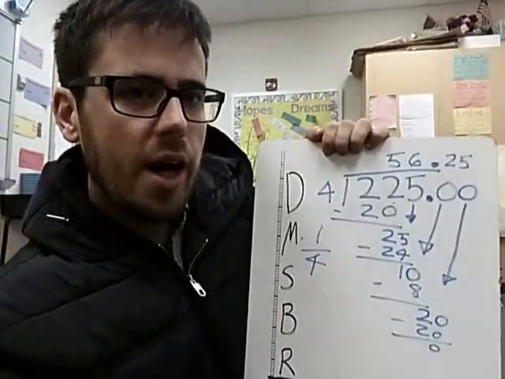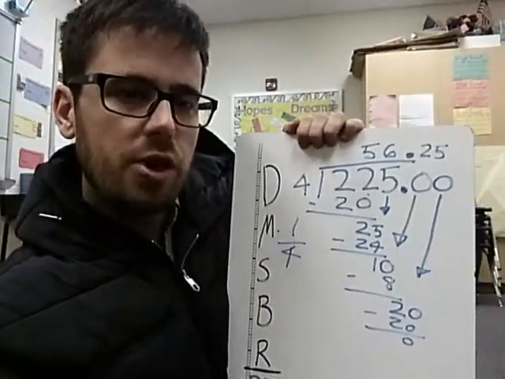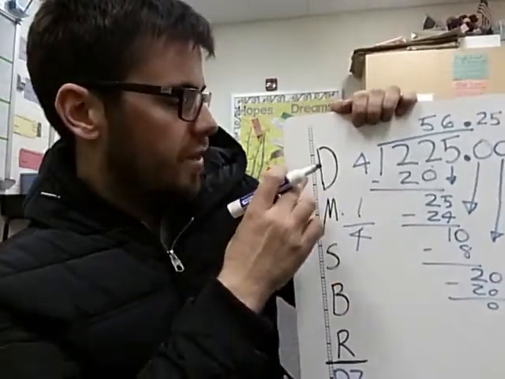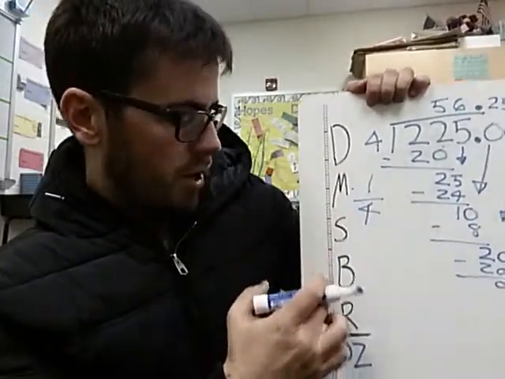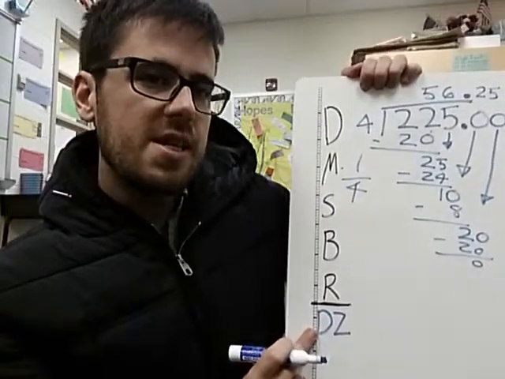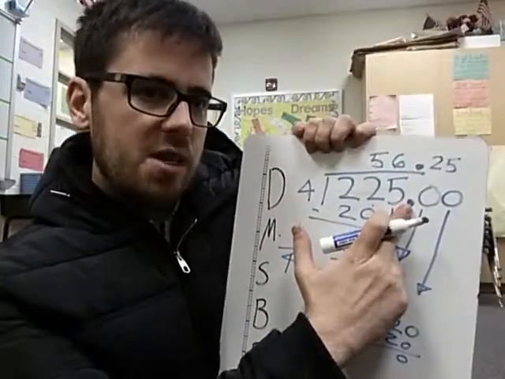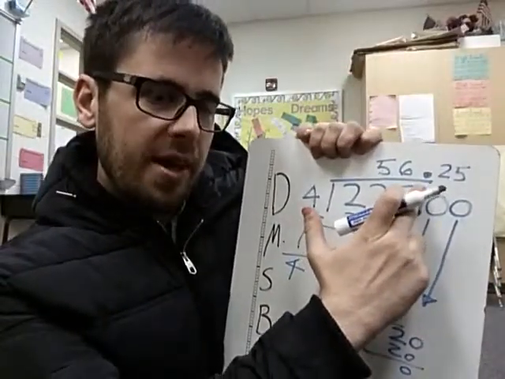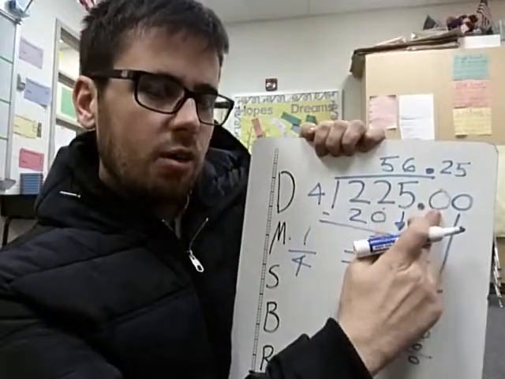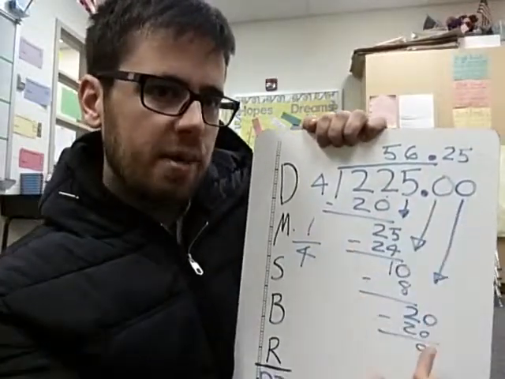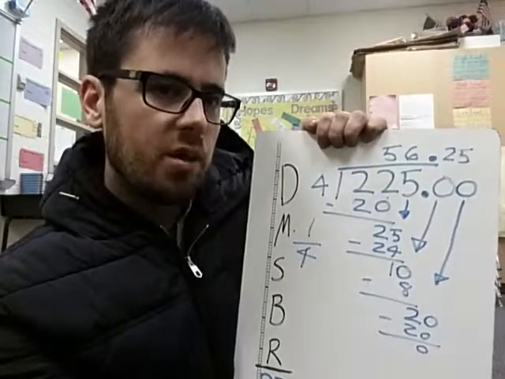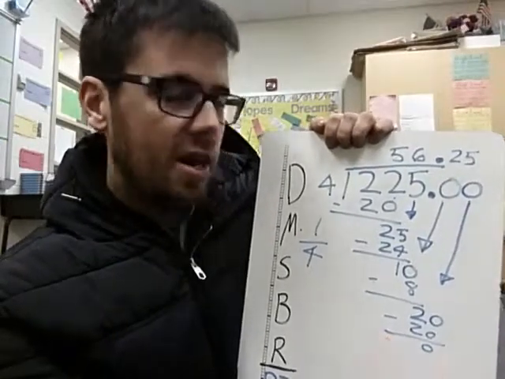Okay, hopefully that video was helpful for you. All you've got to remember to do for this is the daddy, mommy, sister, brother, Rover, and our new step, DZ. We add the decimal here, bring it up here, then we add a 0 right after the decimal, and we're going to bring it down. We'll use the decimal to get our answer.